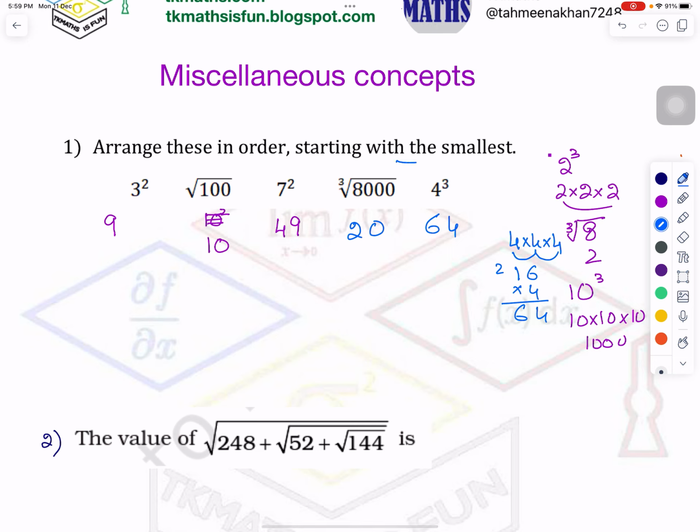Now because we have to start from the smallest, which is the smallest here? 9, then 10, then 20, then 49, then 64. Now you will not leave it in this form. You have to rearrange in the actual form in which the question is given to you. So instead of 9, you will write 3 square. 10 was from the square root of 100. 20 came from here. So it is the cube root of 8000.